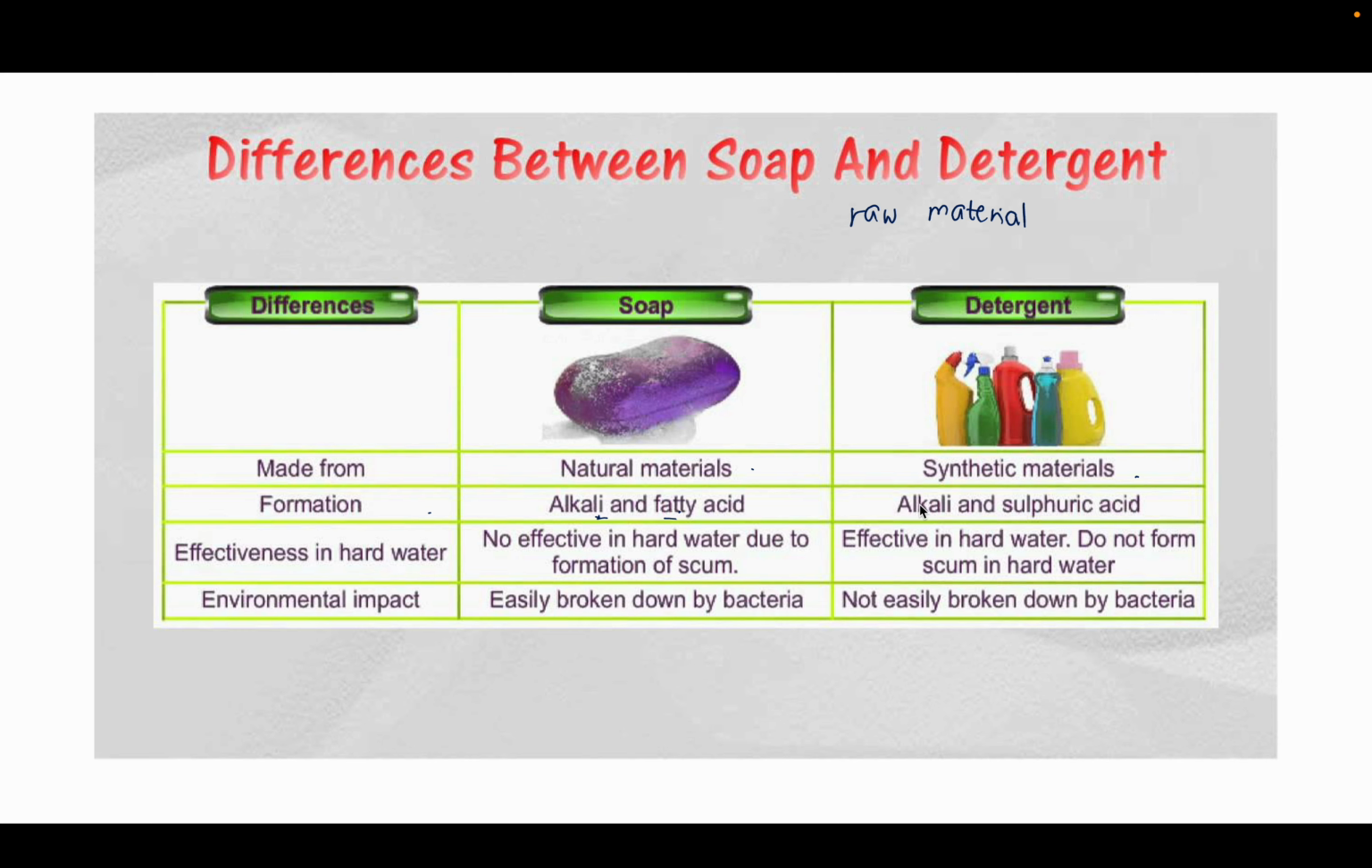And then for detergent, you have alkali, or the strong base again, and sulfuric acid. So sulfuric acid is an inorganic acid, right? Now, in terms of its effectiveness in hard water, it is distinguishable by the formation of scum. So what is this scum? It is actually sediments. And in terms of environmental impact, soap can be easily broken down by bacteria, meanwhile detergent cannot.